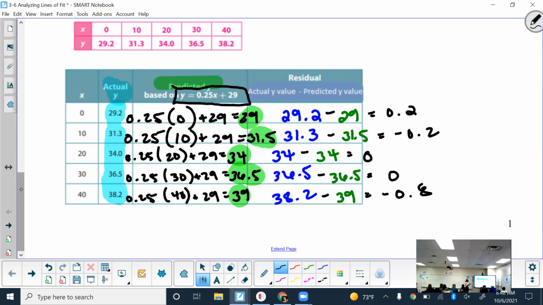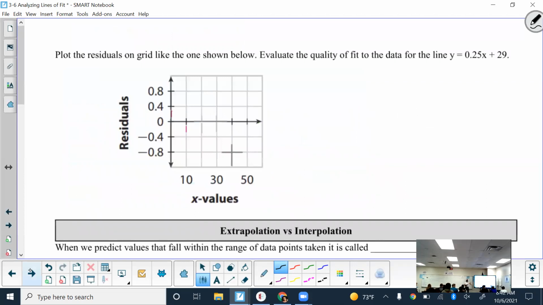All right. Now, another way that you can use your residuals to determine the effectiveness of your line of fit is to plot them. So you should have all this written down. Sometimes you'll see a residual plot like this one that you can graph your residuals on. So we're going to be plotting our X's, and then whatever the residual value was.